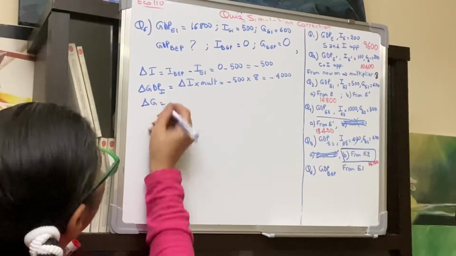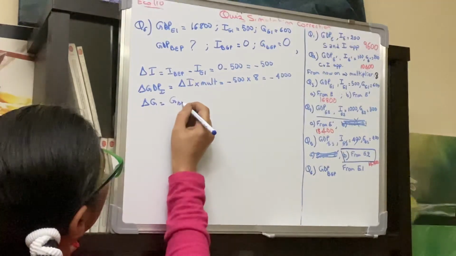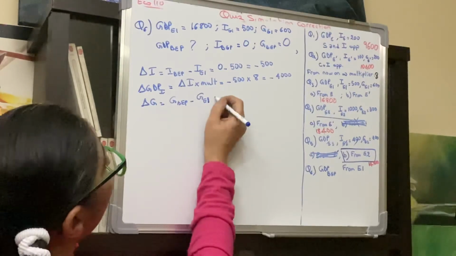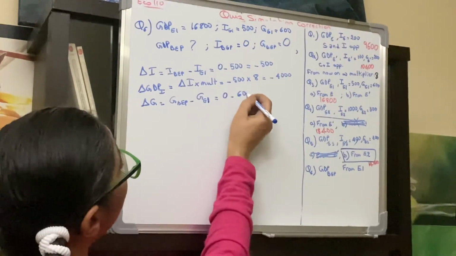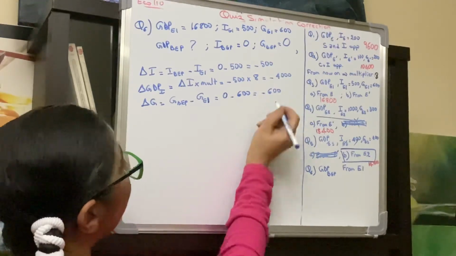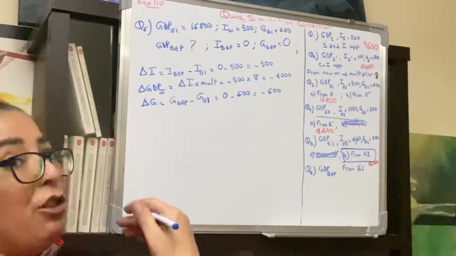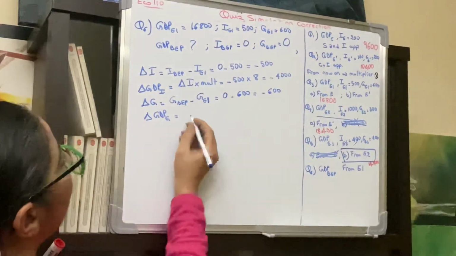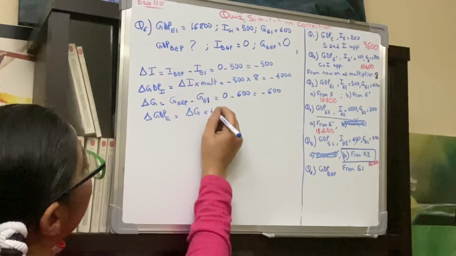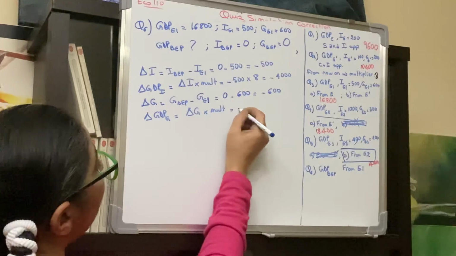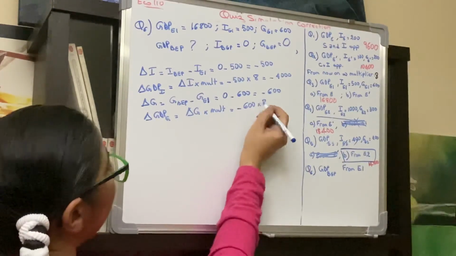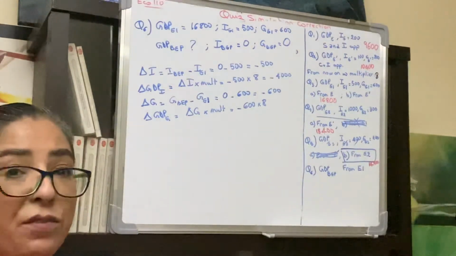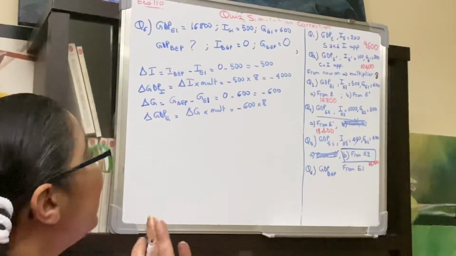So delta G is equal to G at BEP minus G at E1, which is equal to 0 minus 600, which is equal to negative 600. Okay? Now I need to find delta GDP due to G. Delta GDP due to G is equal to delta G times the multiplier, which is equal to negative 600 times 8. 6 by 8, that's 4,800. Negative 4,800, isn't it? It is.